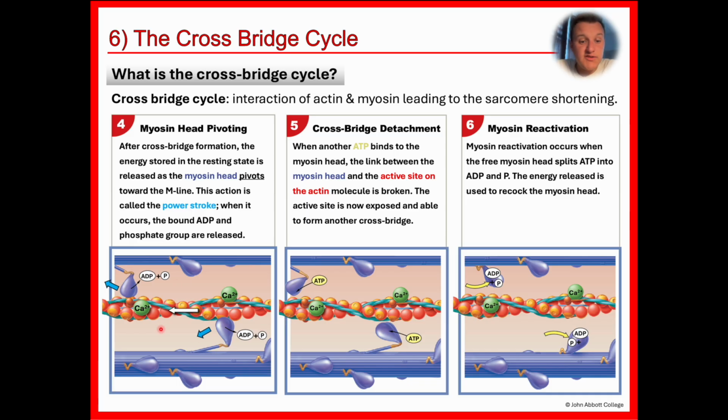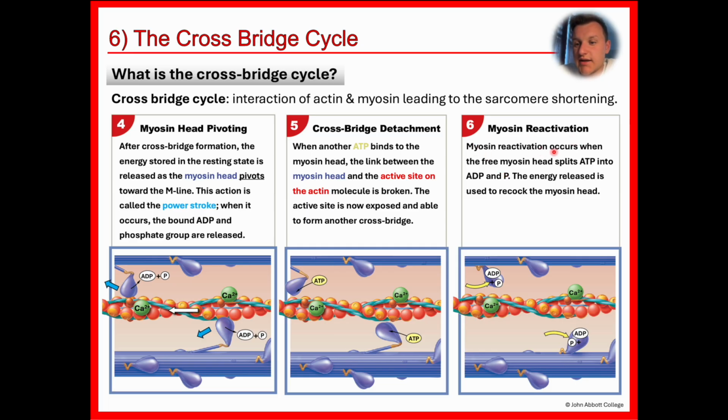So now, once we've pivoted, we have to detach, right? We need to get the paddle out of the water and bring it back into its position. So here, another ATP will bind onto this myosin to re-energize it, and that will cause the detachment of the cross bridge. When ATP binds to the myosin head, the link between the myosin head and the active sites on the actin is broken. The active site is now exposed and able to form another cross bridge, right? So everything gets released.